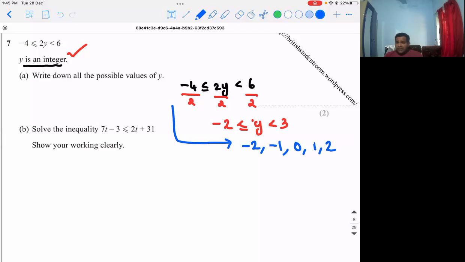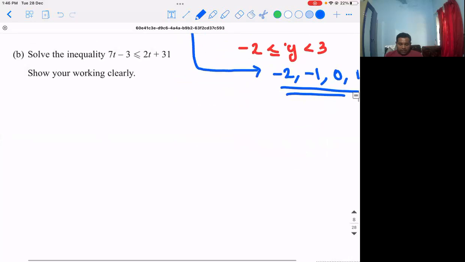Is it possible to include 3? No, because y has to be less than 3, right? So the answer should be -2, -1, 0, 1 and 2. So that is the answer for this question. Very simple. Now, B part.